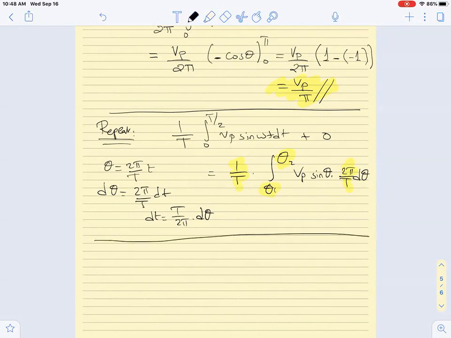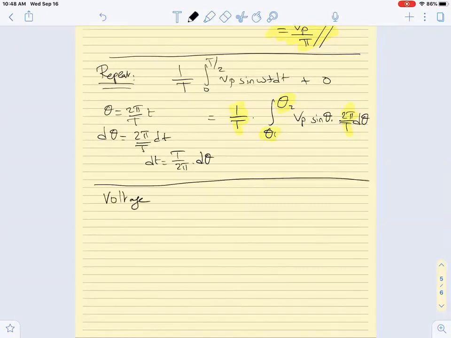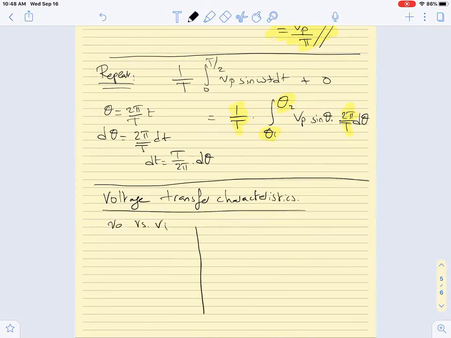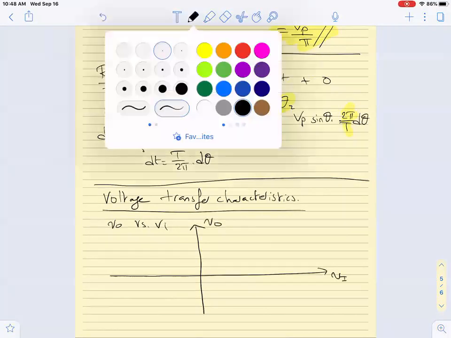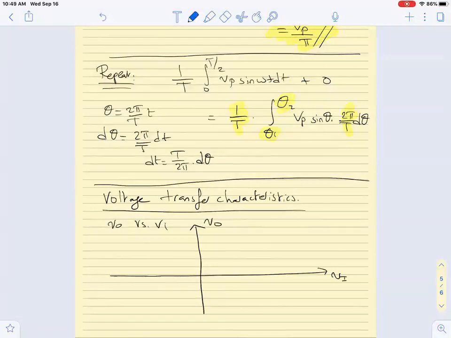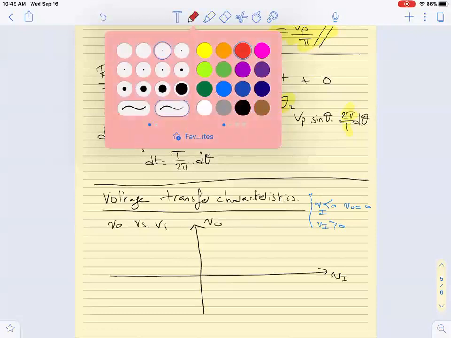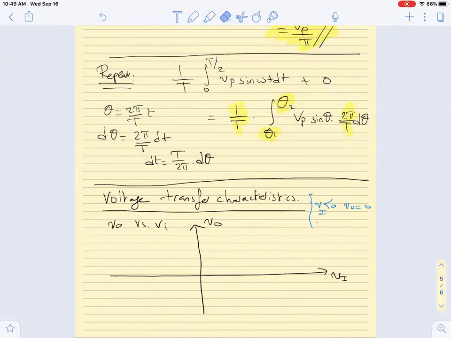Now if we look at what we call the voltage transfer characteristics of the rectifier, what do we mean by voltage transfer characteristics of the rectifier? It means VO versus VIN. I draw VIN as the x axis, and this is VO. What does the curve look like? When VIN is negative, what does VO equal? Zero. And when VIN is positive, VO equals VIN.